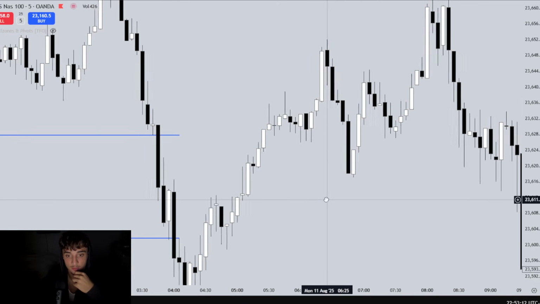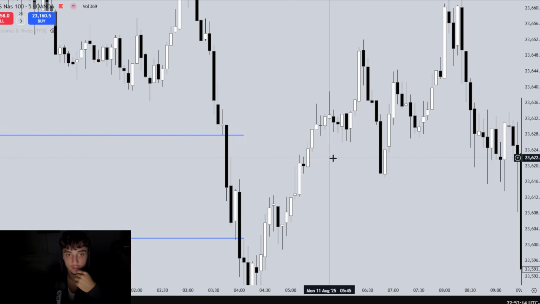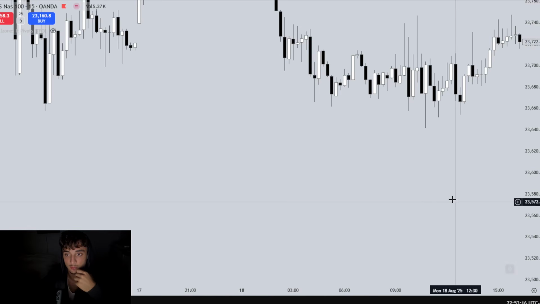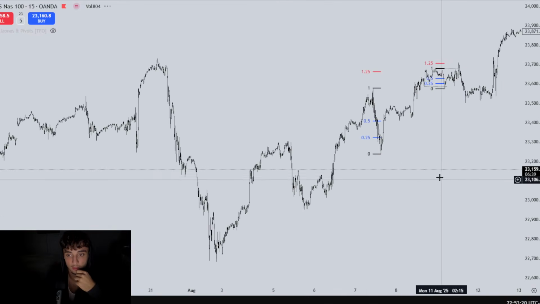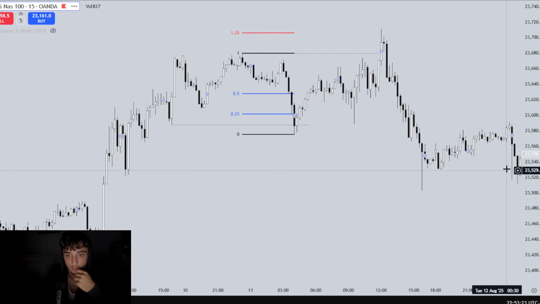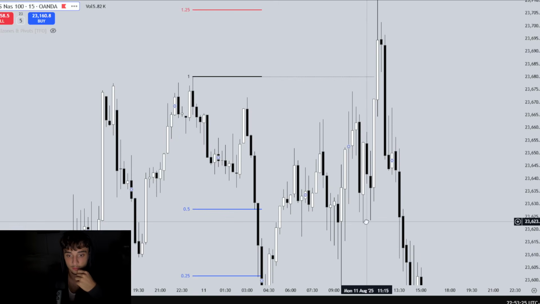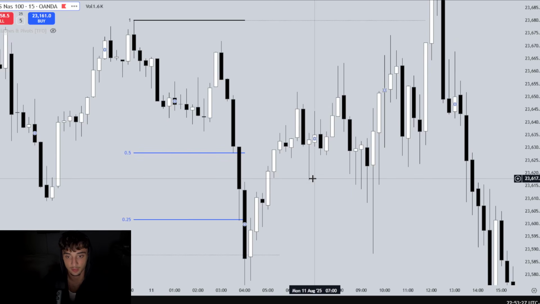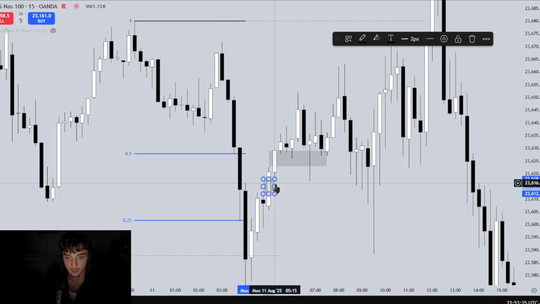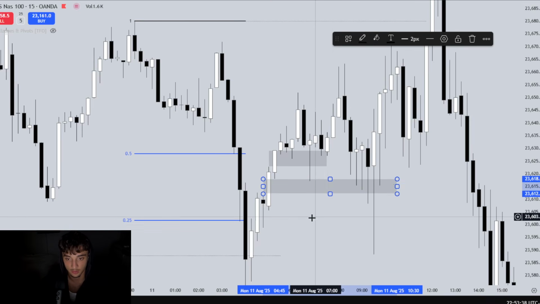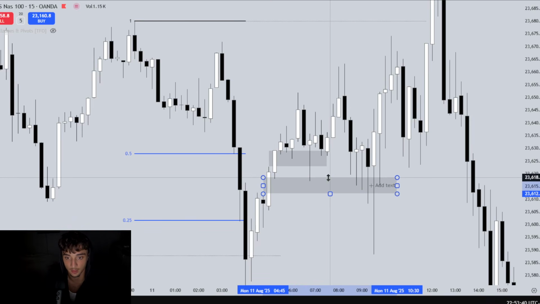So now you can enter off the first PD array, and it's fractal, so we could just look at the 15-minute or even the 1 minute, right? On the 15-minute, we came into this fair value gap right there, this fair value gap right there. One thing I want to mention is whenever you see two fair value gaps like this, it's better to enter on the lower one, and I'll tell you why right now.